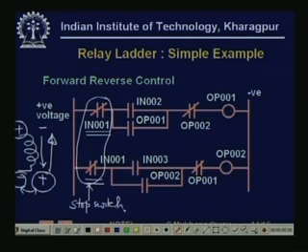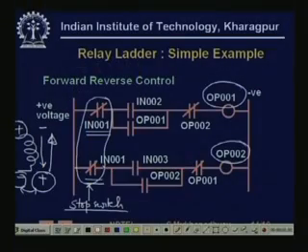So you see that, and these are the two output coils which you can say symbolize the arrangement of switching the power supply to either the positive and the negative. So when OP001 becomes 1, then the motor gets supply in one way, and when OP002 becomes 1, the motor gets supply in the other way, and when both are 0, it does not get any supply, so it is standing.